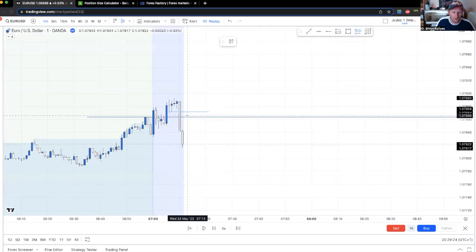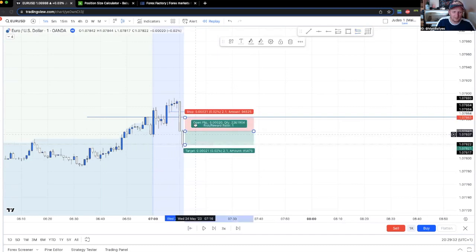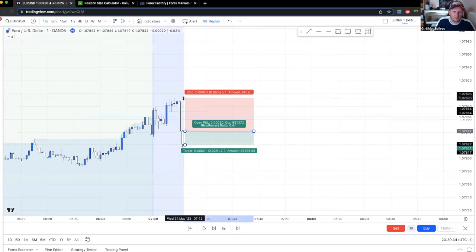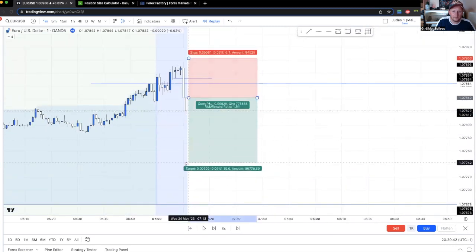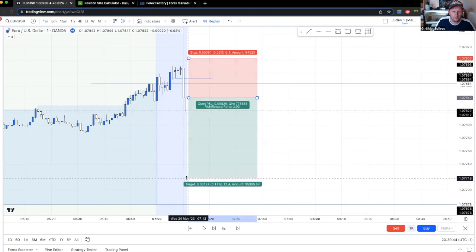So we're going to get our sell tool. We're going to set our entry just there. I like to do it to the body sometimes rather than the candle, so I'm going to go for the body on this one. Go to the highs of that one is 5.1 pips, but I'm going to make it 6.1. And we're going to go for a 2 reward ratio. There it is.